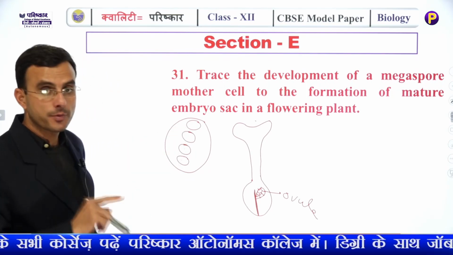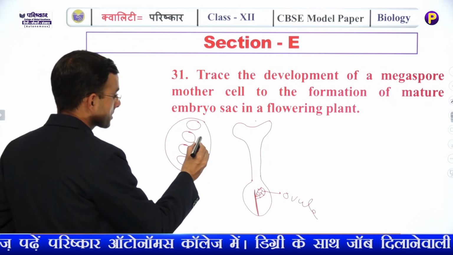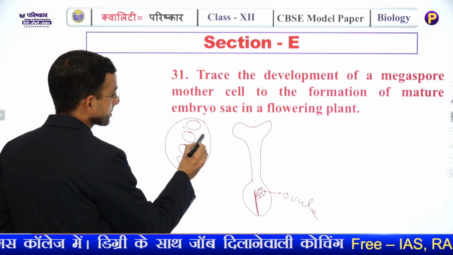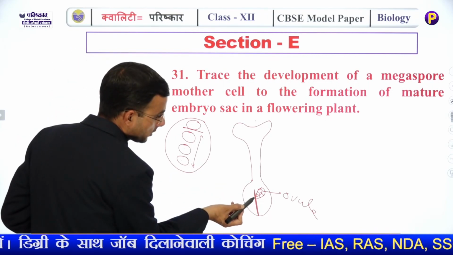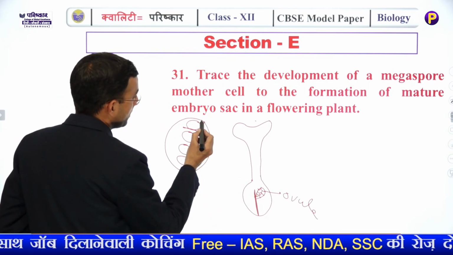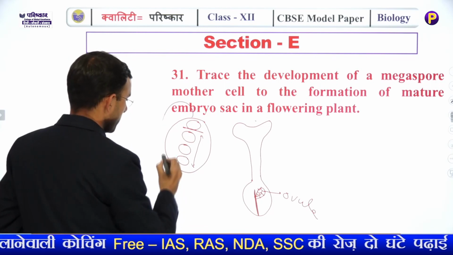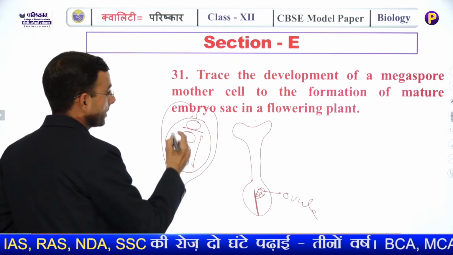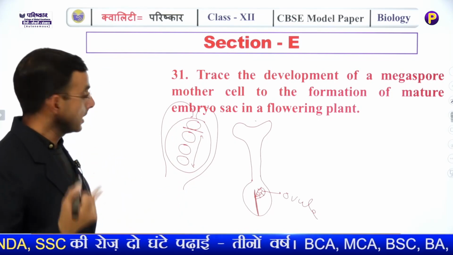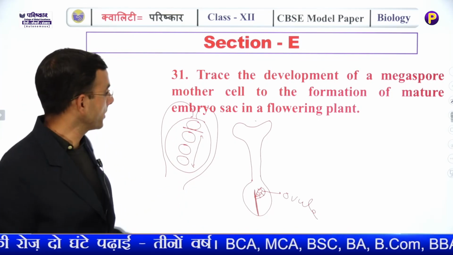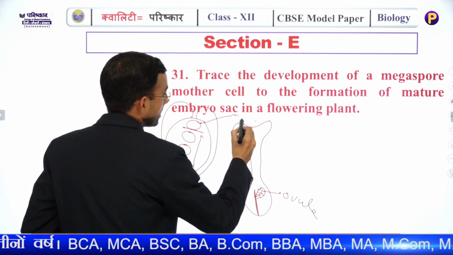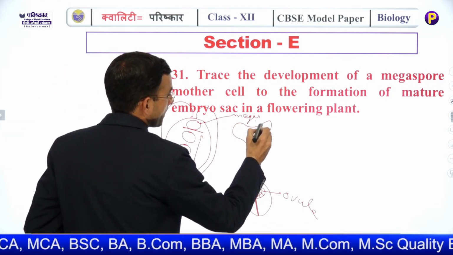So this is the ovule, and in that ovule there is formation of 4 megaspores. Out of these 4 megaspores, these 3 become non-functional, and this megaspore, which is located towards the micropyle of this ovule, is the functional one, and that is converted into the female gametophyte. So this is the functional megaspore.